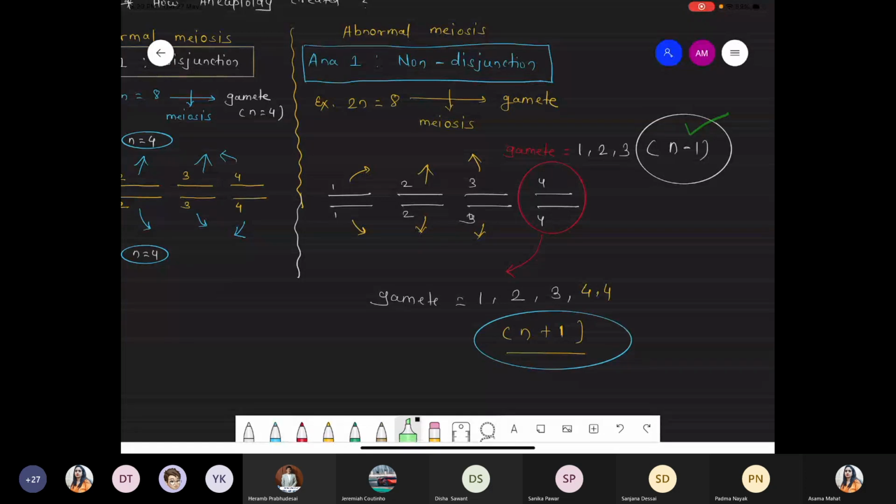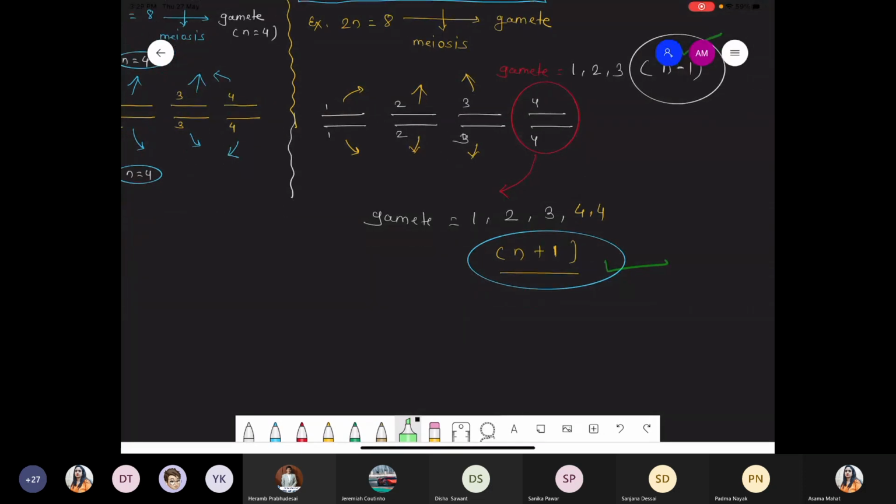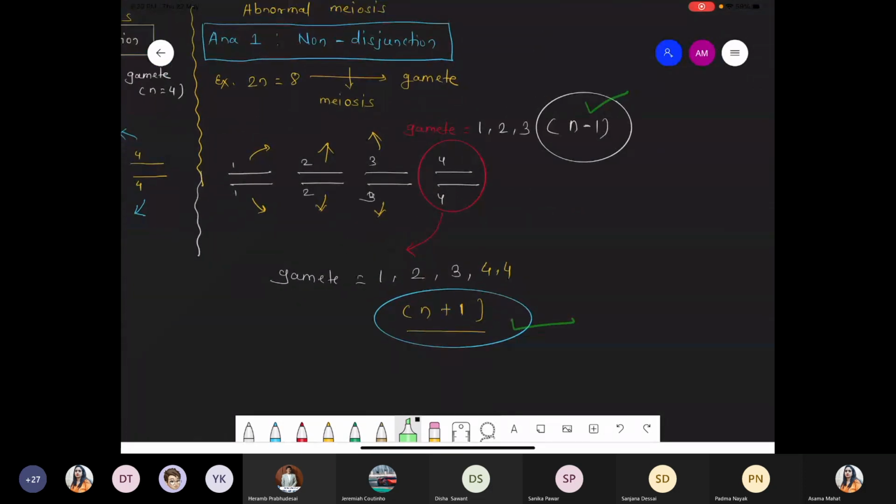So in one condition there is a gain of one copy, and in another there is a loss of one copy. Now suppose we are talking about how the diploid organism is produced. Should I continue?